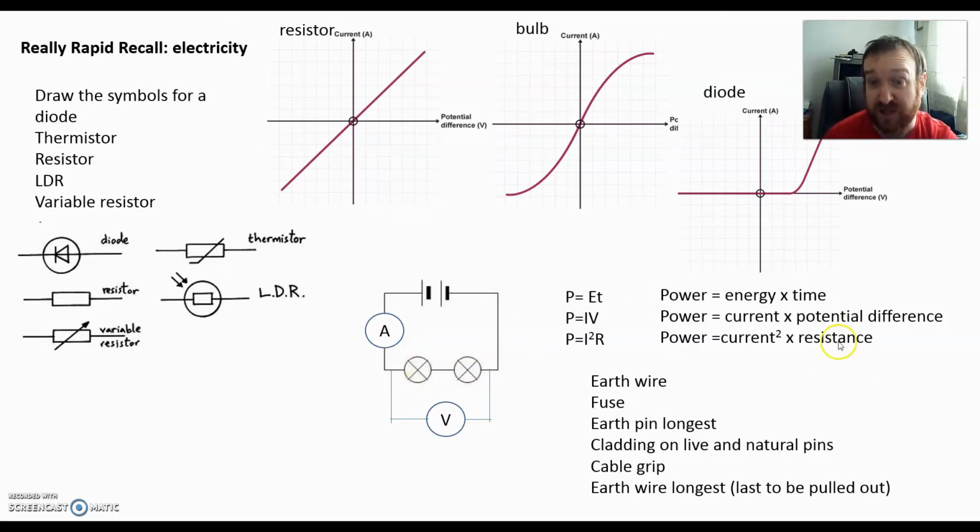Here are 3 equations for power. Power is energy times time, power is current times potential difference, and power is current squared times resistance. You can have the symbol equation or the word equation, either is fine. Any sensible safety feature of a plug, so earth wires, fuses, earth pin being the longest, cladding on the live and neutral pins, the cable grip, earth wire being longer than the others, so it's the last to be pulled out if the cable gets tugged. Any sensible safety feature would be good.